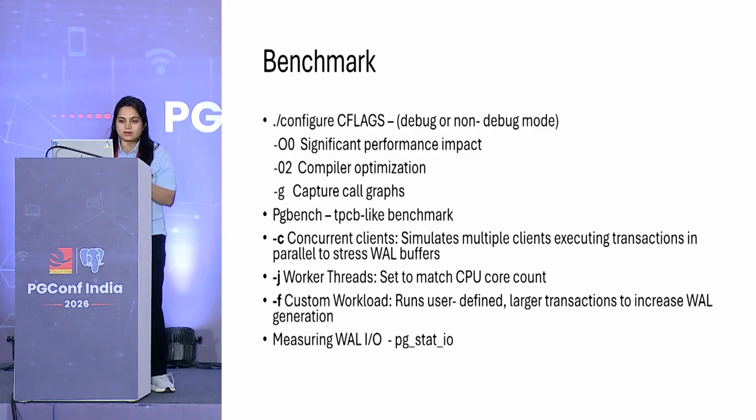I used pgbench -j to set the worker threads equal to the CPU core count. Also there is a custom workload that I've used with the pgbench command to run the large transactions. WAL IO is measured using pg_stat_io, which is a monitoring function in Postgres that can give you the disk IO for all the backends of Postgres. I've measured it specifically for the WAL sender.